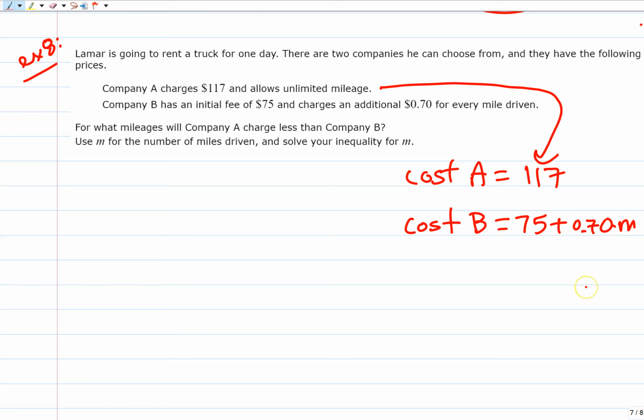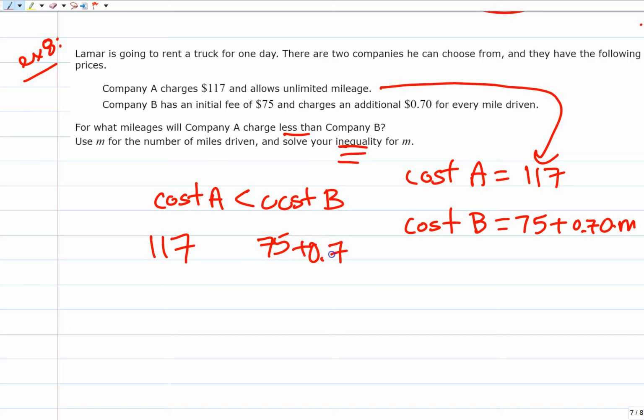There we go. What they want to know is, when does company A charge less than company B? That less than tells me we are dealing with an inequality. When is the cost for A less than the cost for B? Well, I set these two kind of equal to each other, right? So I set the 117 to the 75 plus 0.7m.